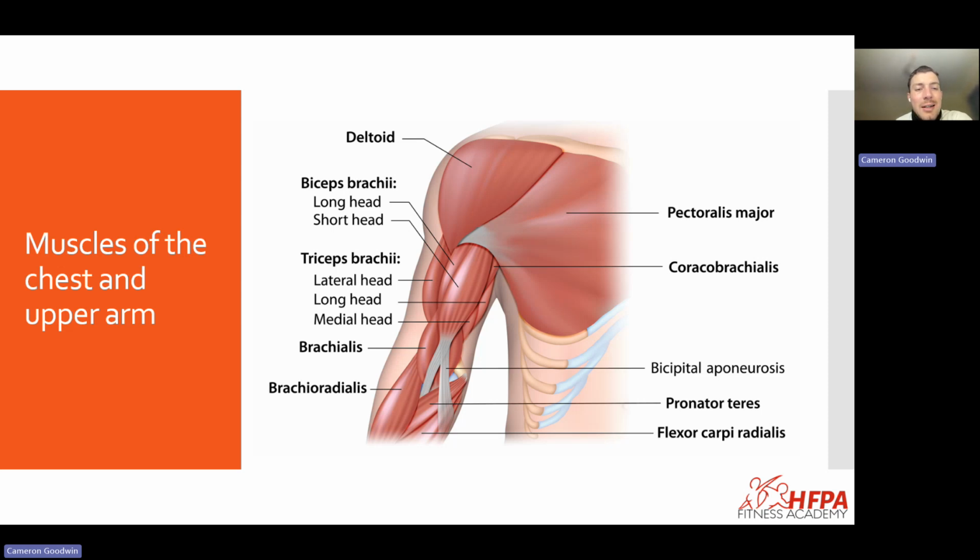Then with regards to the biceps, your biceps brachii, bi meaning two, tri meaning three. So that's why triceps, there's three heads, biceps, there's two heads. And here you have the long head, and here you have the short head. Now, you're probably going to be like, well, Cameron, if we train these differently, are we going to be able to have those different shapes of the biceps?